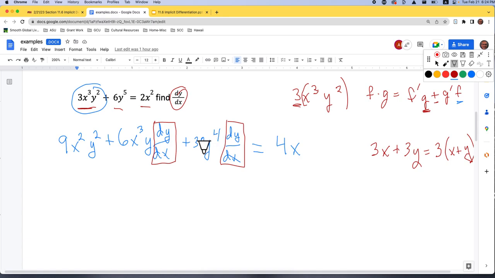What I like to do first, though, is on this side, it makes a little bit more sense if I get rid of everything else that doesn't have a dy/dx. So I'm going to subtract. So basically, I throw it to the other side. I'm going to subtract 9x squared y squared from both sides. Right. This becomes 0, and this now becomes 4 minus 9x squared y squared. We okay with that? Want to see x squared?